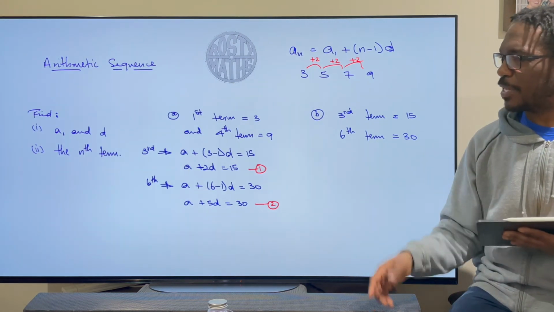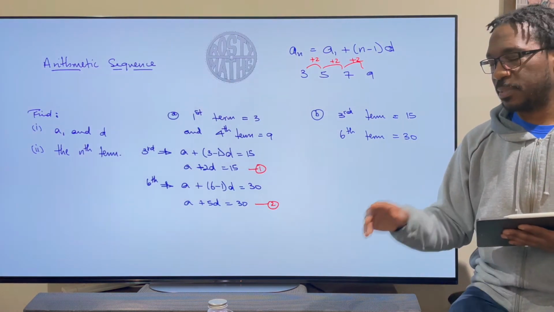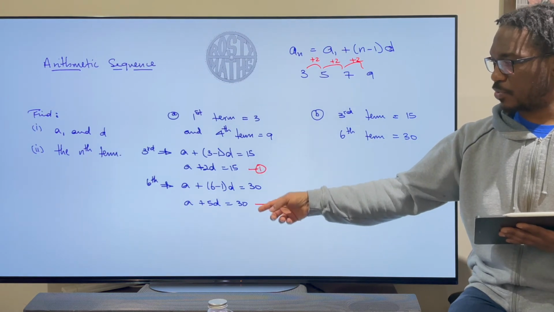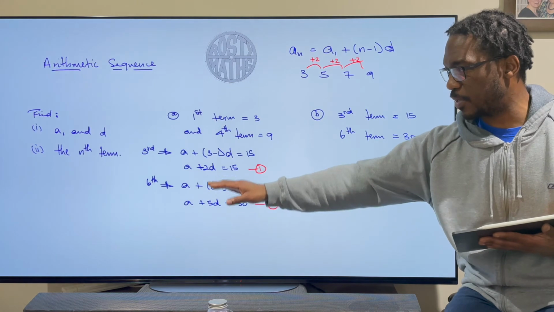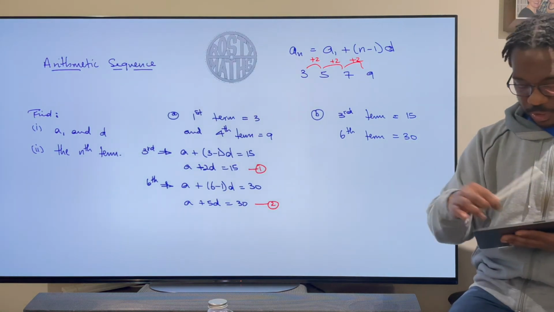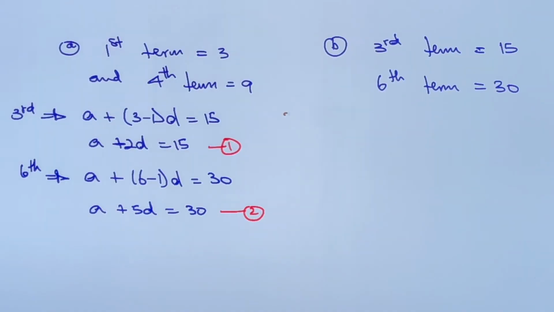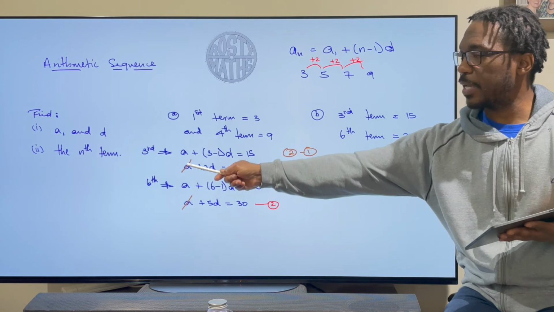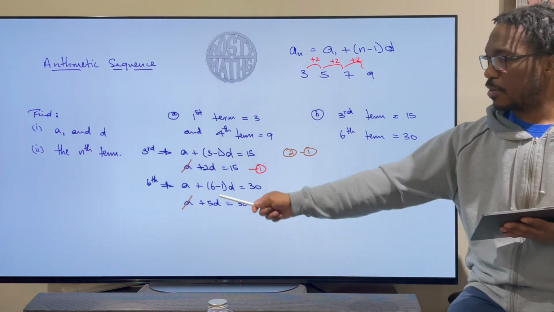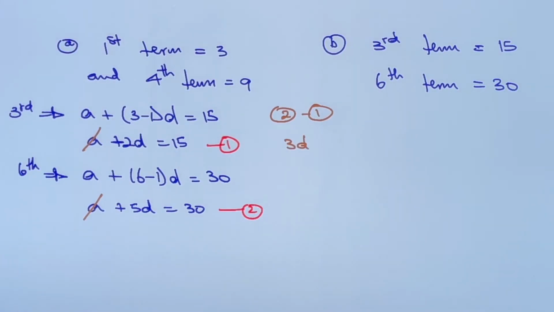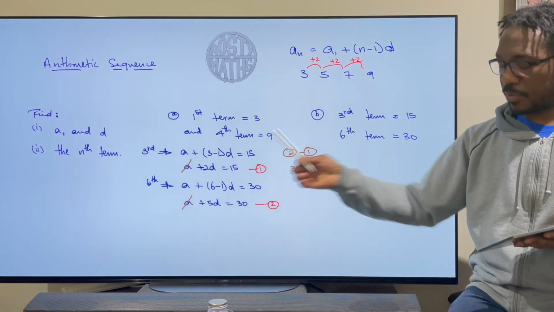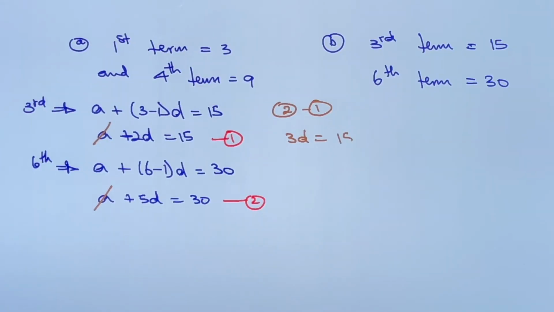So great, let's go. Now, I'm going to use the elimination method. So I'm going to subtract these 2 equations here. I'll try and keep everything positive. So I'm going to do this equation, take away that equation. So what's going to happen when I do equation 2 take away equation 1, the a's will cancel out, because a take away a is 0. 5d take away 2d is 3d. And 30 take away 15 is 15.